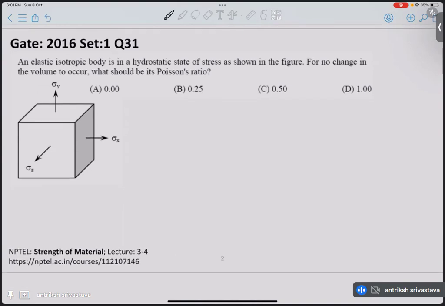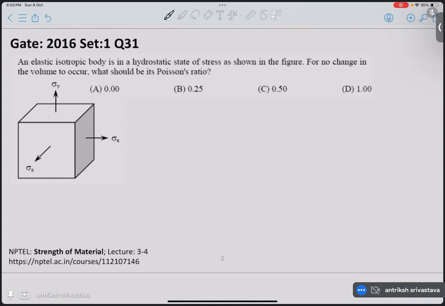Okay, first question. GATE 2016 Set 1 question number 31. An elastic isotropic body is in a hydrostatic state of stress as shown in the figure. For no change in the volume to occur, what should be the Poisson ratio?